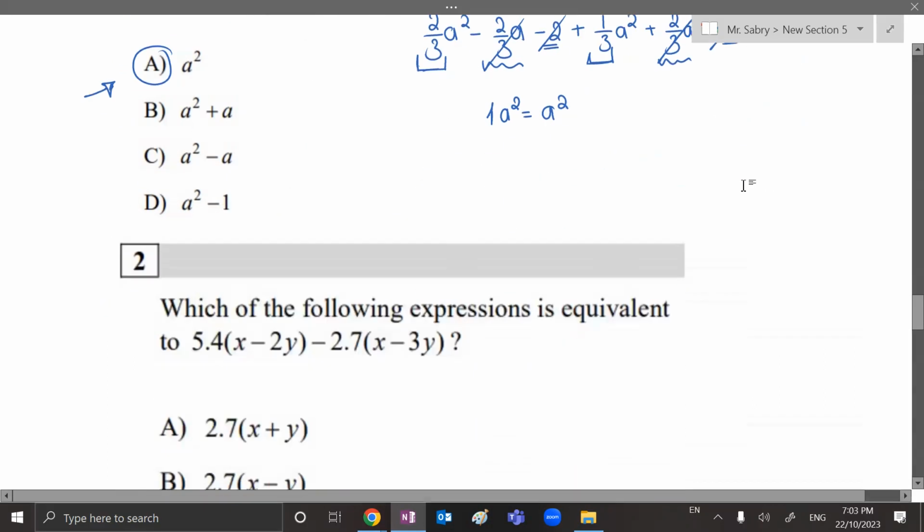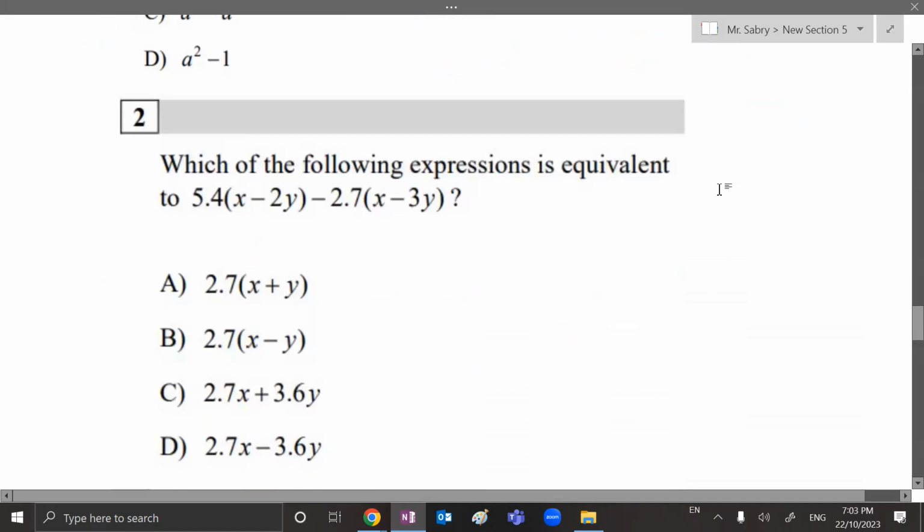Good. Now let's move to 2. Which of the following is equivalent? Again, I'm multiplying, so I'm distributing. That's 5.4x minus 10.8y. And then 2.7 times x, that's 2.7x. 2.7 times negative 3, that's negative 8.1. Yes, perfect.